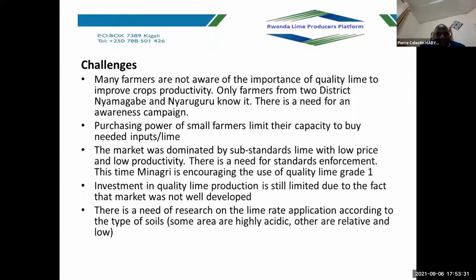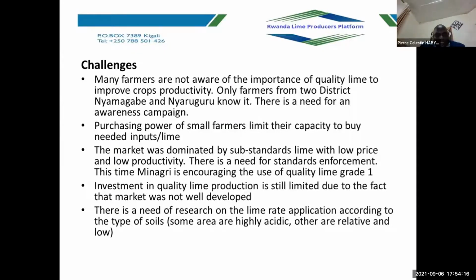The purchasing power of some farmers is not enough, so some of them do not buy because they do not have the capacity. But now government has started to subsidize lime in 7 districts of Rwanda, and they plan to increase. The market before was dominated by substandard lime with low price and low productivity, but now the government has released an instruction recommending farmers to use agricultural lime grade 1, and I think it will work well.